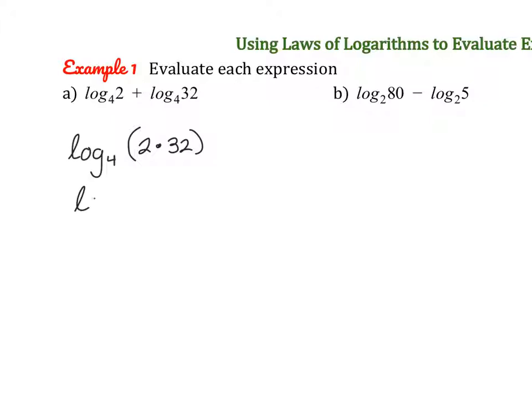Well, then we can simplify this. So log base 4 of 64, and this is something that's easy for us to evaluate because we know that 4 cubed is 64, so this becomes 3. Again, the reason for that is because 4 to the third power equals 64. Remember, logarithms define exponents.